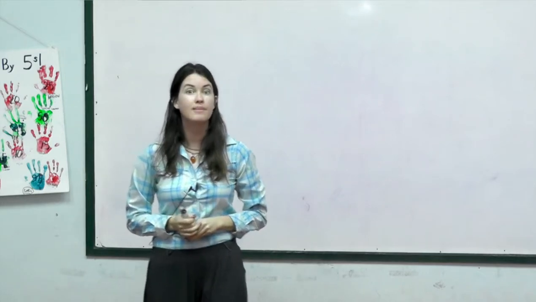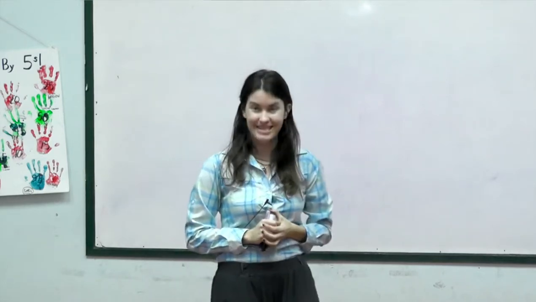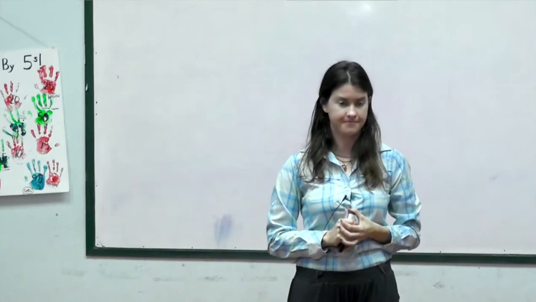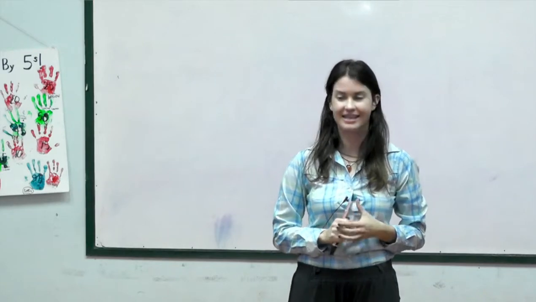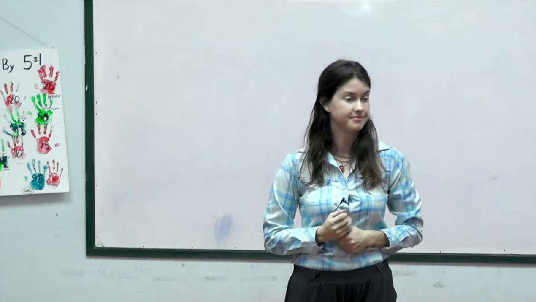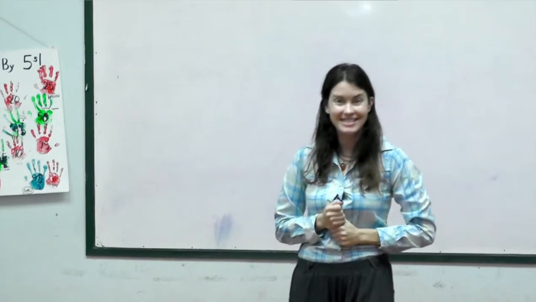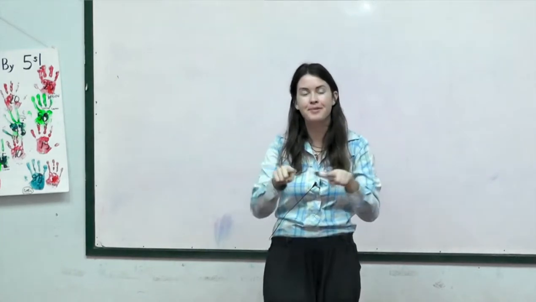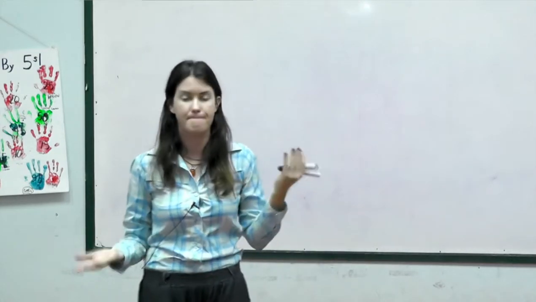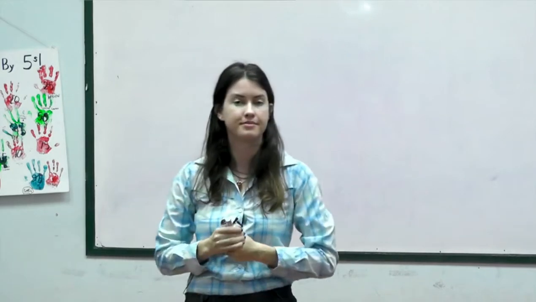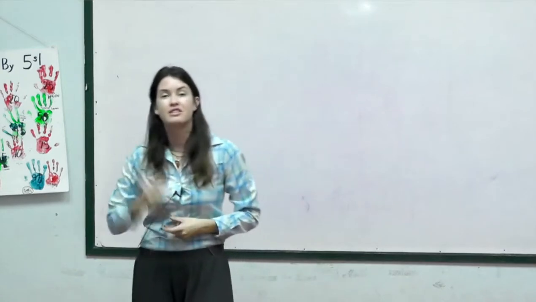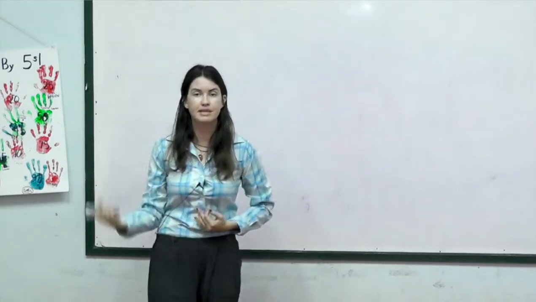Is that a coin or a bill? Bill. Is 10 baht a coin or a bill? Coin. Good. What about 50 baht? Is that a coin or a bill? Bill. Yeah, 50 baht is on paper. What about 100 baht? Coin or a bill? Bill. 2 baht? Coin. Very nice, friends. So different amounts of money are coins or bills.